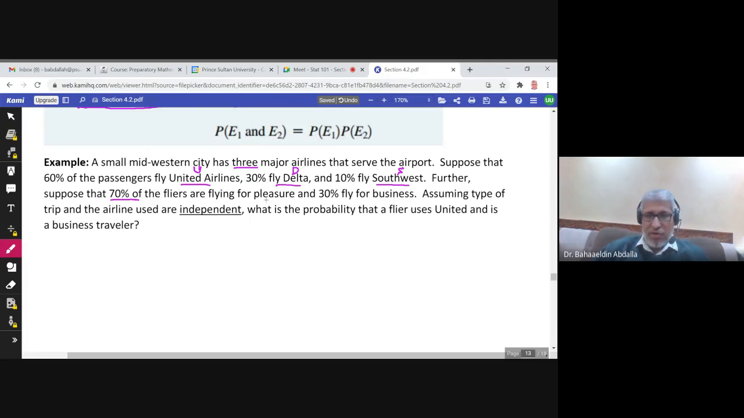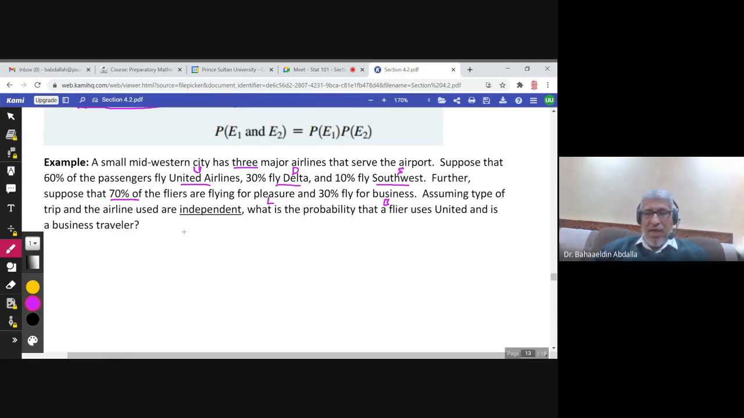70% for pleasure. Let me call pleasure capital L. 30% for business. Let me call business capital B. So there are two different categories now. Flyers use United Airlines 60% of the time, 30% of the time Delta, 10% of the time Southwest, but also 70% of these flyers flying for pleasure and 30% of them flying for business.